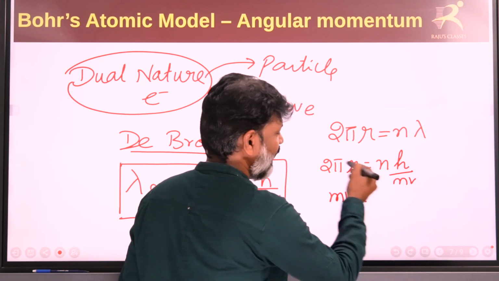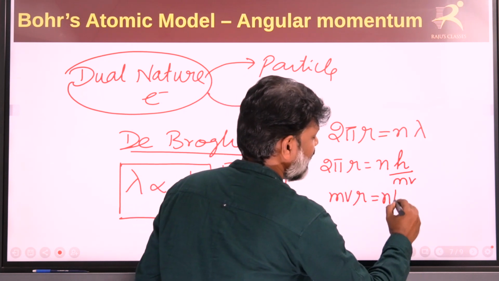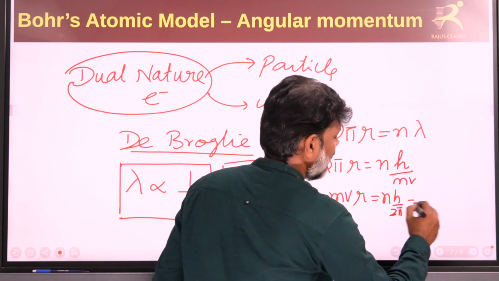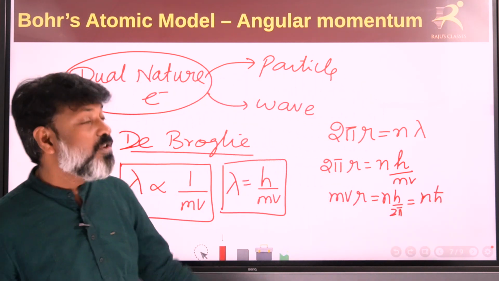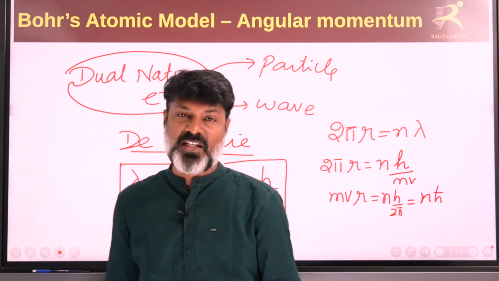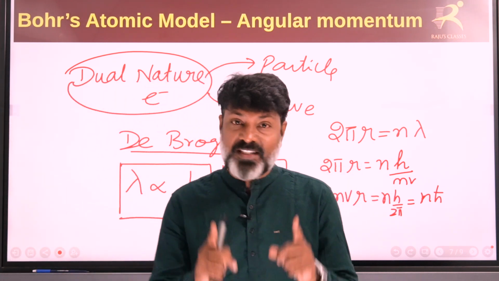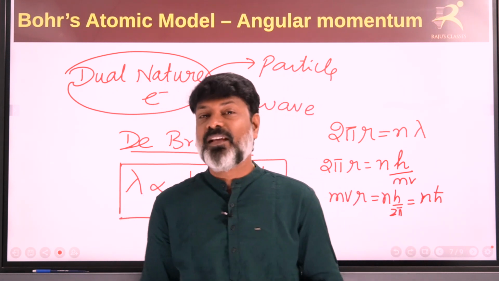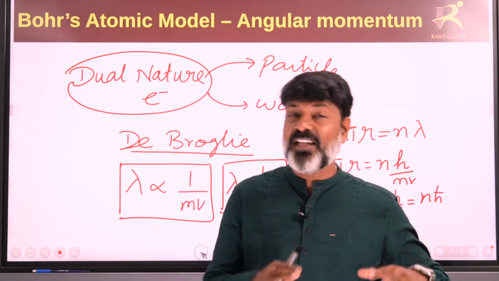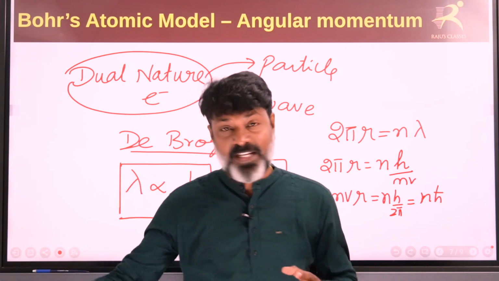If I cross multiply, mvr is nothing but nh by 2 pi, or in other words, n into reduced Planck's constant, because h by 2 pi is nothing but h bar. Once again we are getting the same relation. So my dear friends, try to understand this concept. This is quite important from the ATC exam point of view, because based on de Broglie, they have already asked many questions in previous sets.